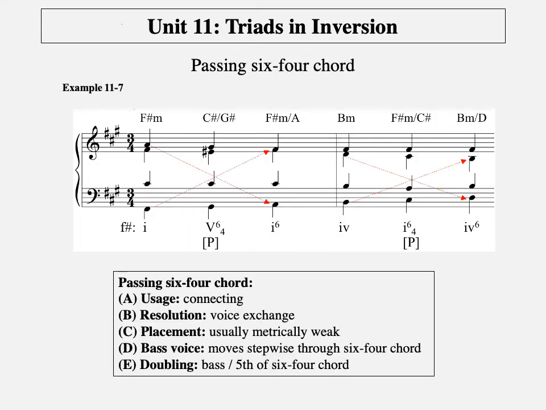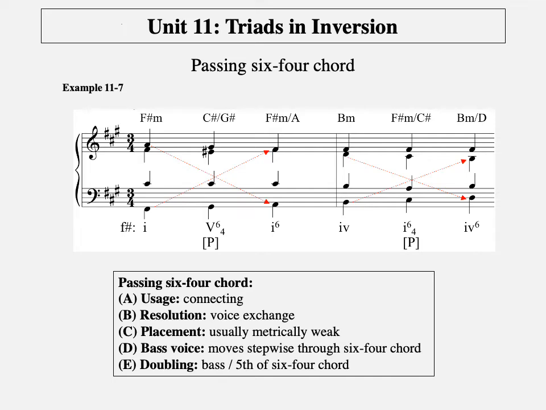So, to summarize about passing 6/4 chords, they tend to connect root position chords to those same chords in first inversion. Most importantly, the bass note of a passing 6/4 chord is approached and left by step in the same direction, like a passing tone. There's going to be one of the upper voices that forms the so-called voice exchange above that bass line, where while the bass is going up F, G, A, some upper voice is coming down A, G, F.